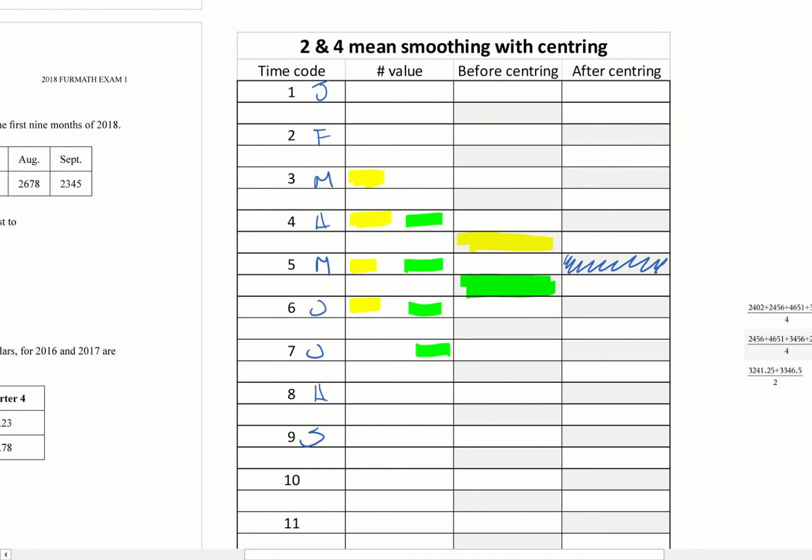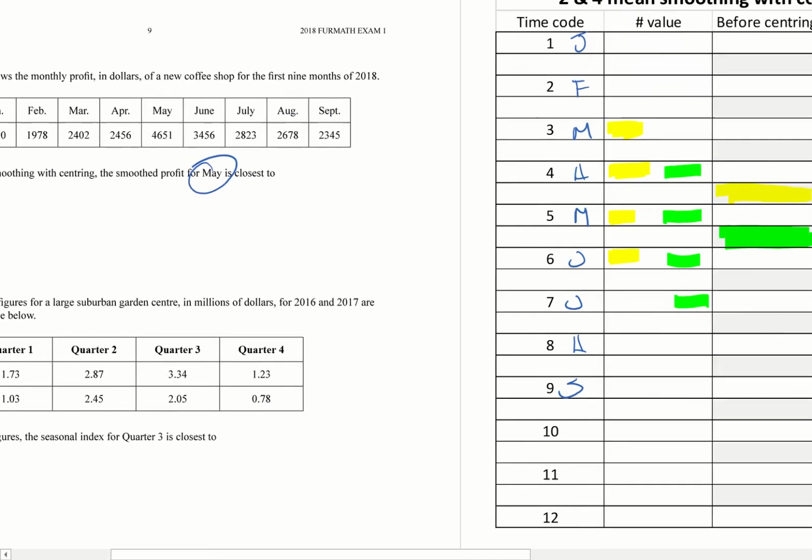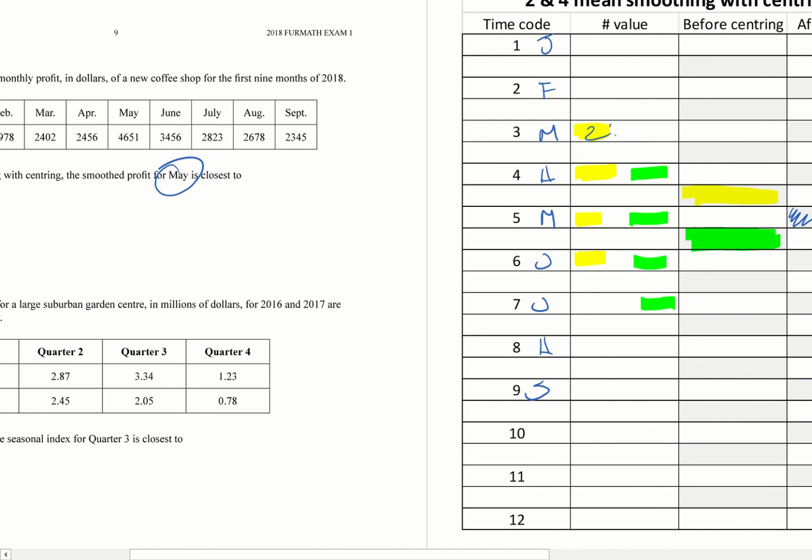So what that means is all I need to put into my thing here is stuff from March. March is 2402, 2456, 4651, 3456, and 2823. I don't need to worry about any other numbers in this question.